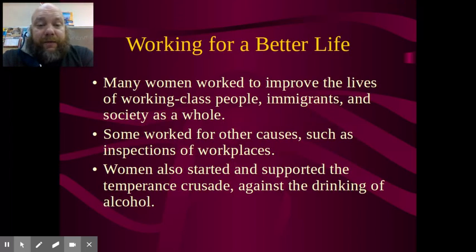So like I said a few minutes ago, they worked to improve other minority groups, immigrants, working class people. They also supported the temperance crusade, the banning of alcohol, which was another misstep. That didn't work out well. It worked. They got alcohol prohibited. And now, again, this is not a value judgment that I'm passing on drinking. But outlawing alcohol was a very bad thing for America.